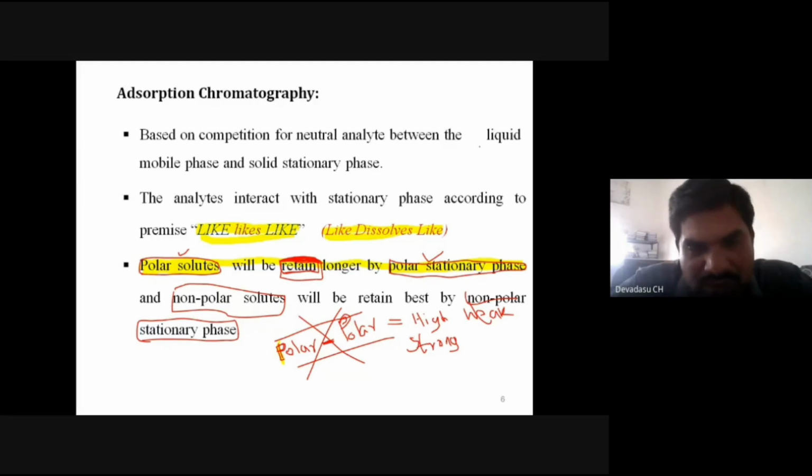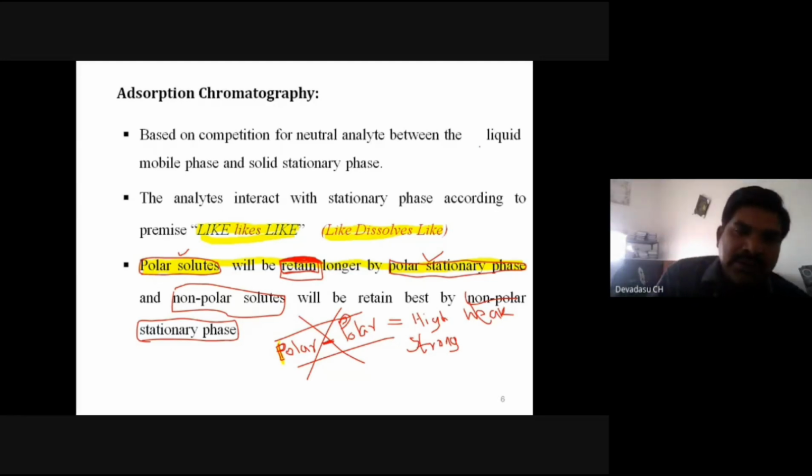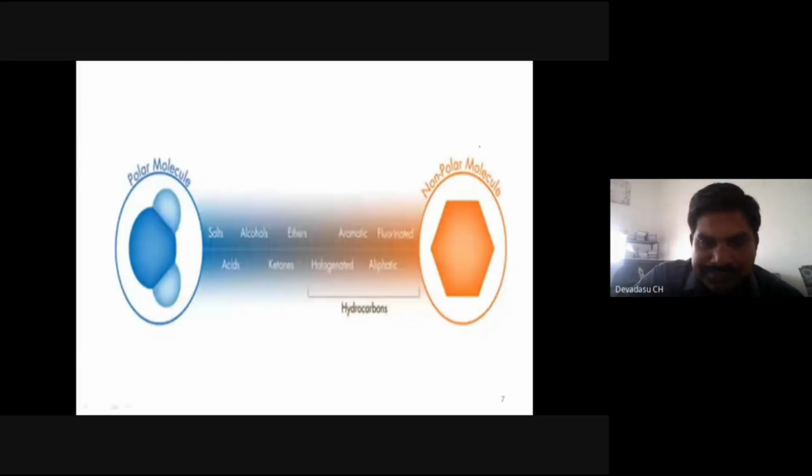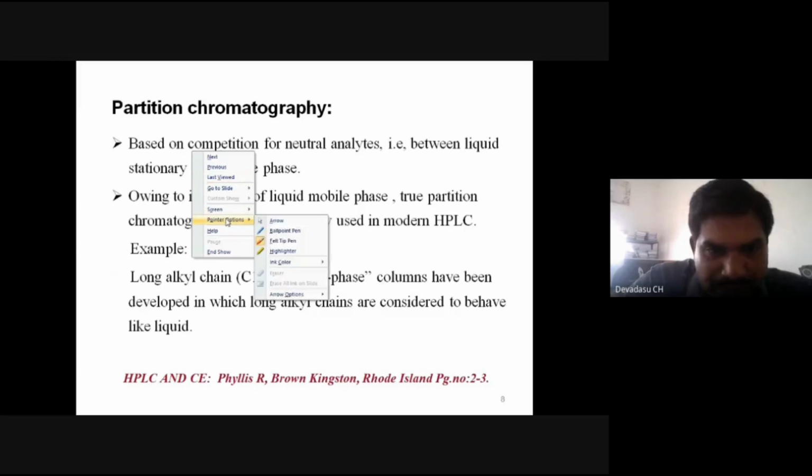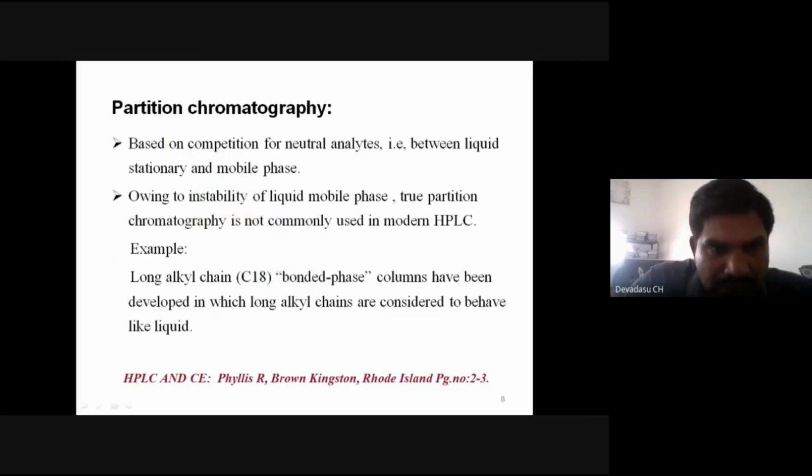So just like adsorption, partition is also a competition. It is also a competition for neutral solutes between liquid stationary phase and liquid mobile phase. As all of us know that partition is a liquid-liquid separation. Okay. Keep remembering this algorithm. When I write L/L, liquid-liquid separation, this first L stands for stationary phase is liquid, mobile phase is also liquid.